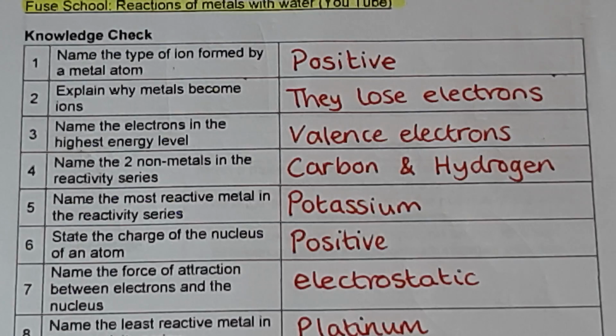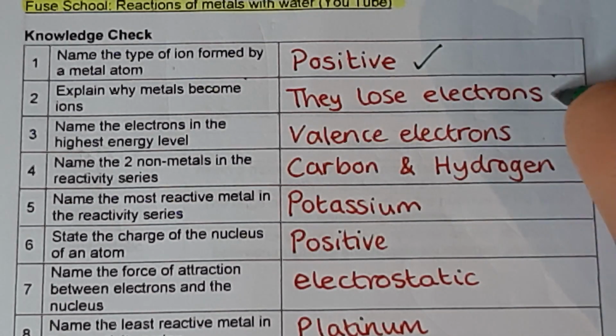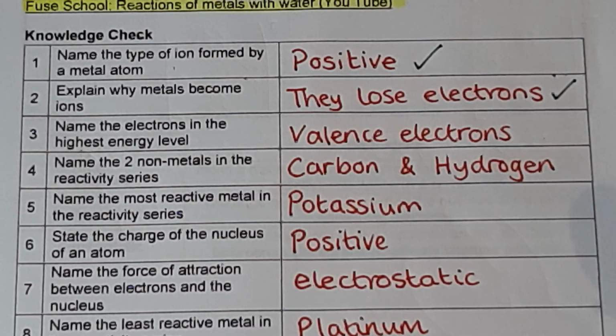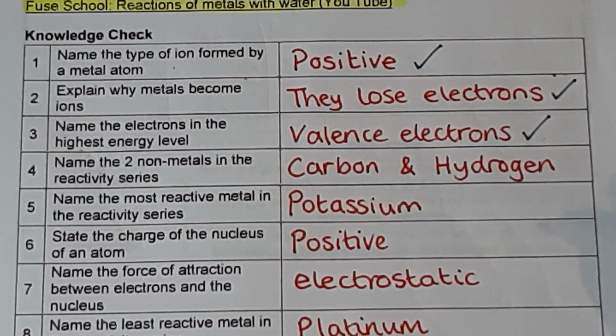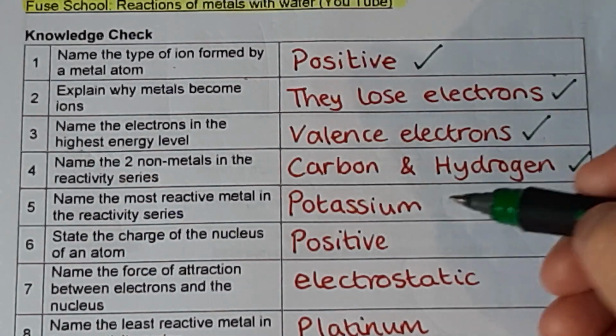Okay, so let's go through those questions. Question 1, name the type of ion formed by a metal atom. Well, they form positive ions. Question 2, explain why metals become ions. Well, they lose electrons. Or you might say that they lose valence electrons. Question 3, name the electrons in the highest energy level. Well, they are the valence electrons. Question 4, name the 2 nonmetals in the reactivity series. That's carbon and hydrogen. Question 5, name the most reactive metal in the reactivity series.